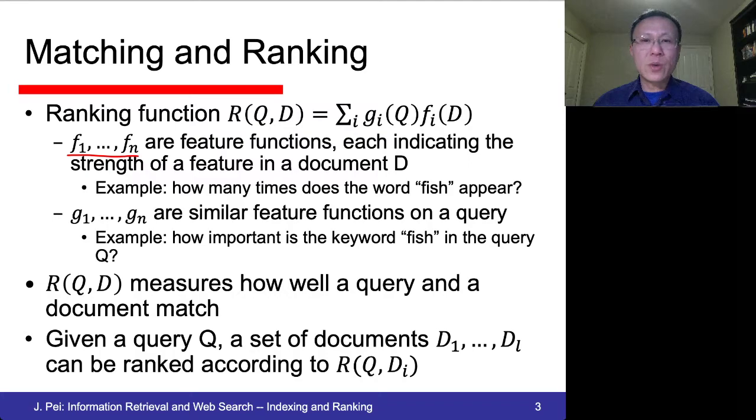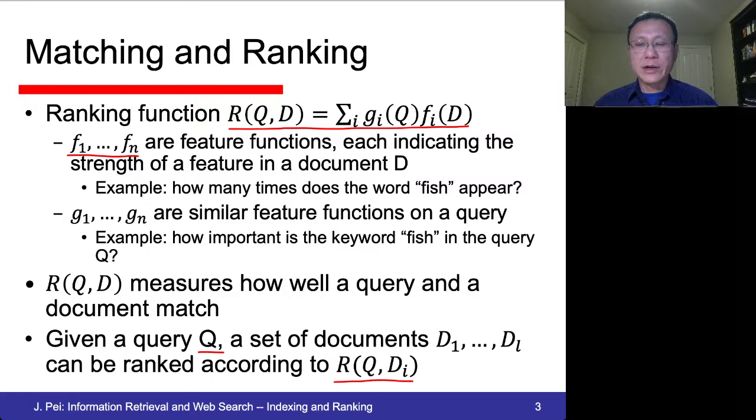Similarly, we may get g1, g2, to gn, which are similar feature functions on a query. For example, in a query, we may have the corresponding features, say how important the keyword fish is in the query Q. Then, through this ranking function, we measure how well a query and a document match. And given a query Q and a set of documents D1 to DL stored in a search engine, we can rank those documents according to the ranking function.